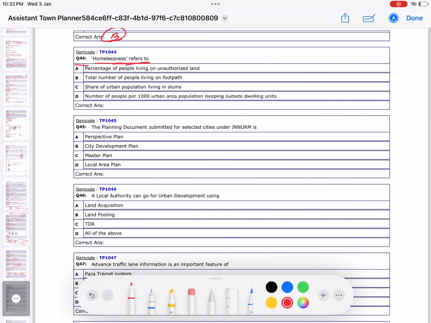So it refers to the total population, 100 out of the total urban population living or sleeping outside a dwelling unit. So this is known as homelessness. D is the best match answer here.